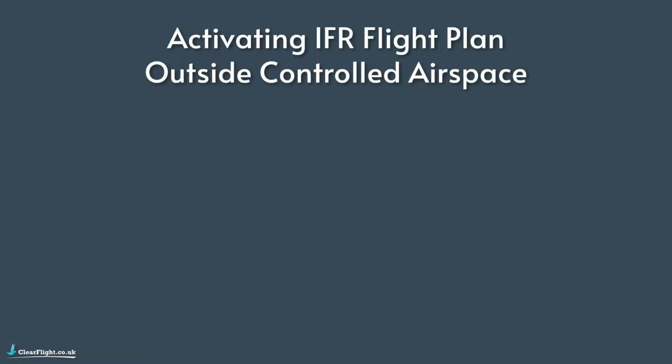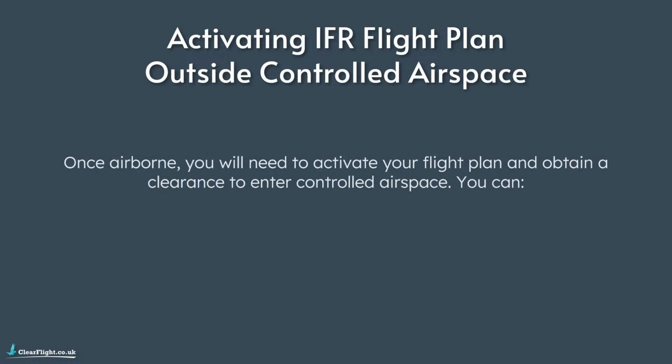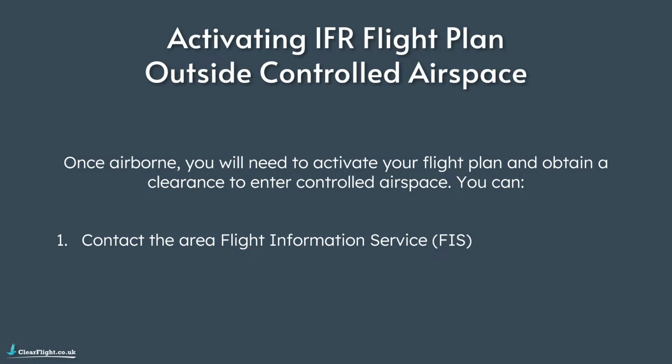So once we're airborne, how do we activate our IFR flight plan? Generally speaking, there's no way of activating it on the ground before your departure. So once you're airborne, you'll need to activate your IFR flight plan, and you'll need some way of getting a clearance to enter controlled airspace as well. So the options here, the main one, is to contact the Area Flight Information Service.